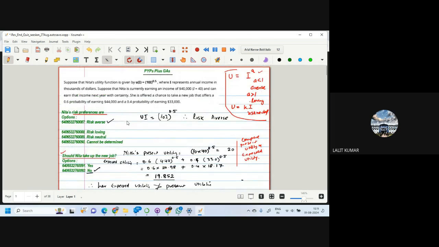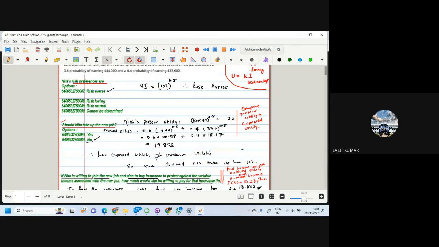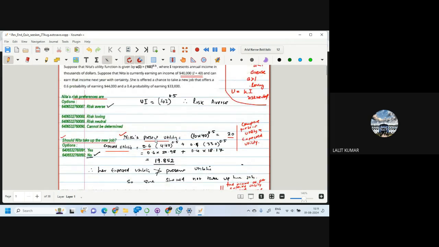Nita will take up the new job only when her present utility is less than the future utility. So we solve the present utility, which comes to 10 into 40 to the power 0.5, which comes to 20, and her expected utility is 0.6 into 10 into 44, so this becomes 440^0.5, plus 0.4 into 330^0.5. So her expected utility is 19.852, which is less than 20, so she will not pick up this job.